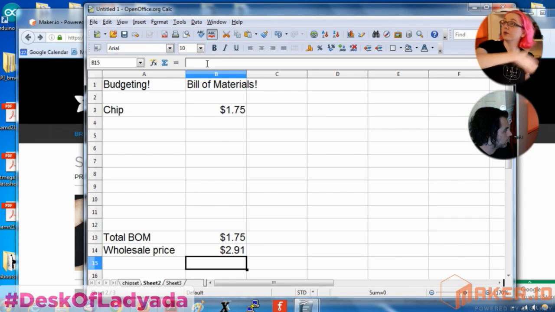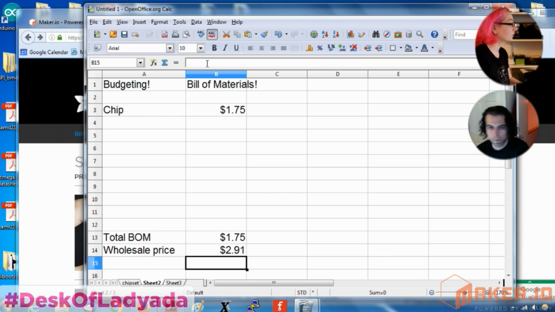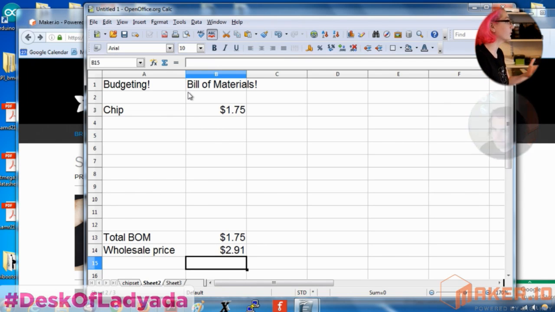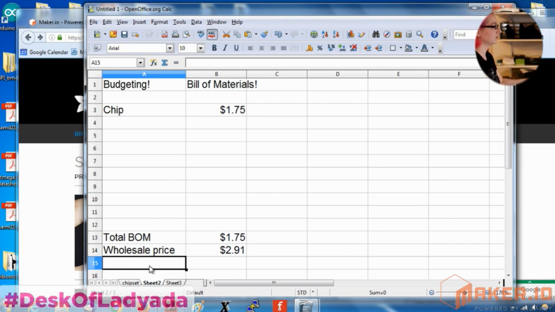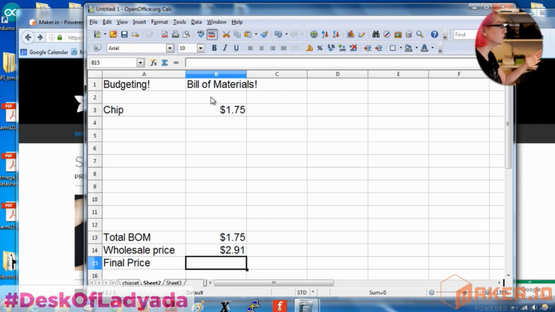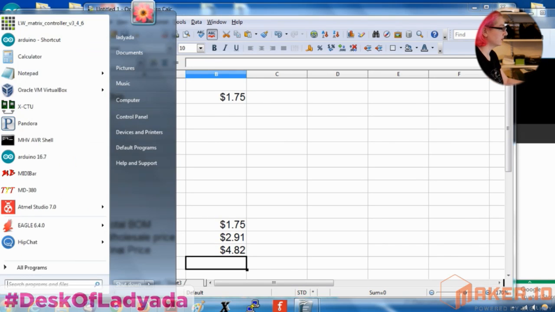Worked on the valuation. Okay, that was one of the questions that came up. Thank you. Of course, right now we only have one component in our budgeting, which is kind of minimal, but we're starting somewhere. And then the final price. You can noodle around these numbers, but to get 40% margin, you multiply by 1.66, and I'll explain how you do that.